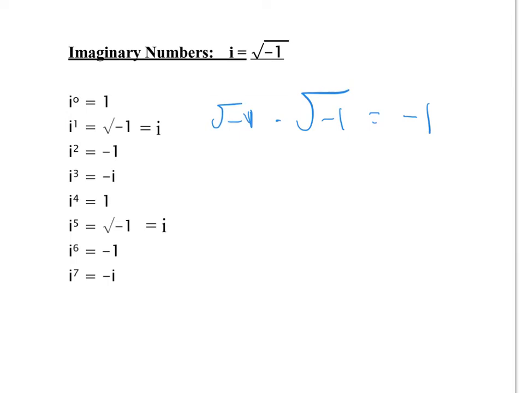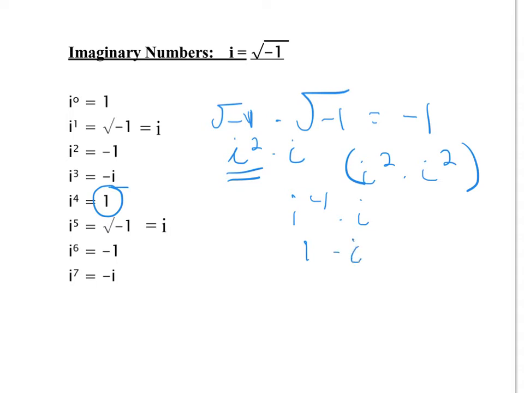i to the third is going to be i squared times i. i squared, of course, is negative 1, so negative 1 times i is negative i. i to the fourth is i squared times i squared, which is negative 1 times negative 1, which, of course, is positive 1. When we get back to i to the fifth, we have i to the fourth times i. Well, that's 1 times i, which is i, the square root of negative 1. i to the sixth is negative 1. i to the seventh is negative i. i to the eighth, again, is 1.